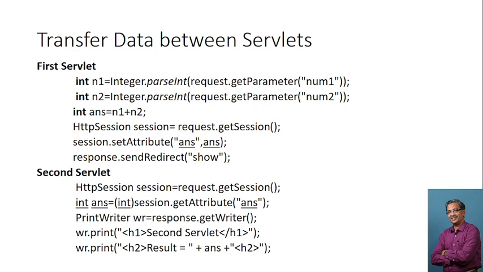We can create a session, and through the session we can transfer the data. So in the first servlet we are creating one session object. In the session object we are setting the attribute and sending the value, and then we are using getAttribute to receive the value. The rest is the same, there is no change.